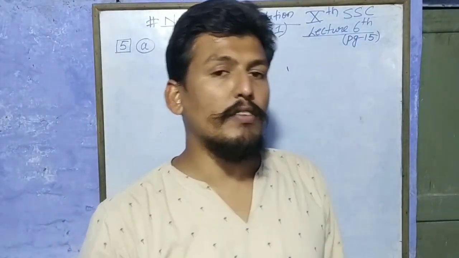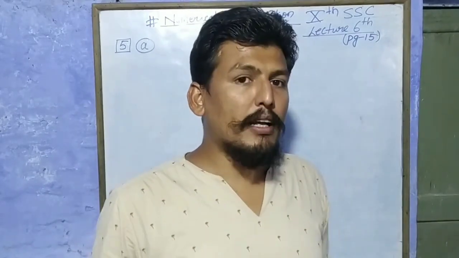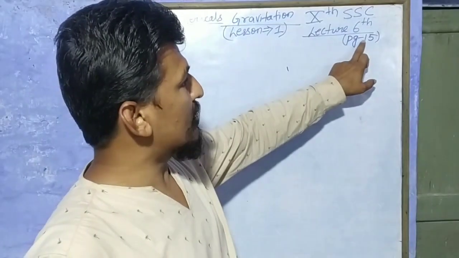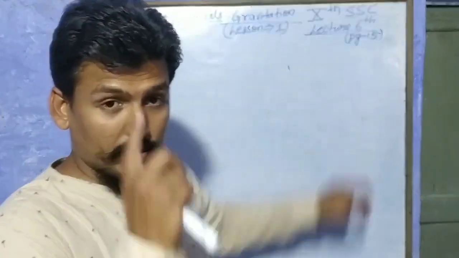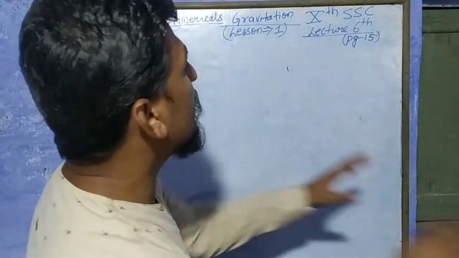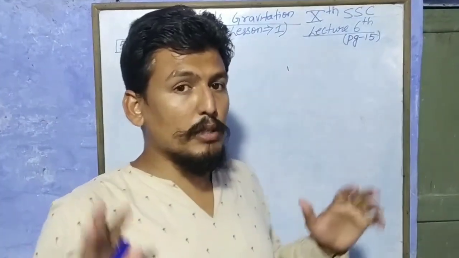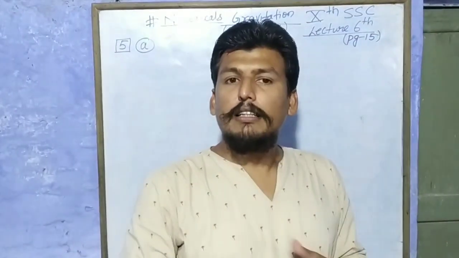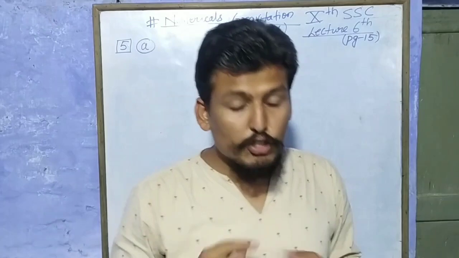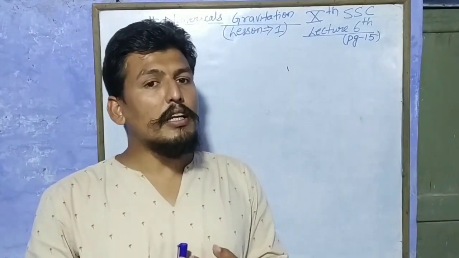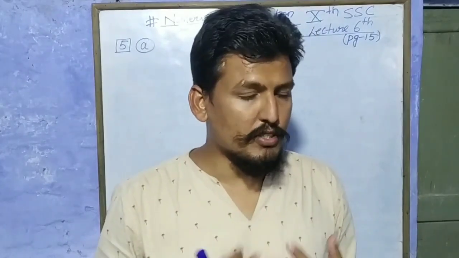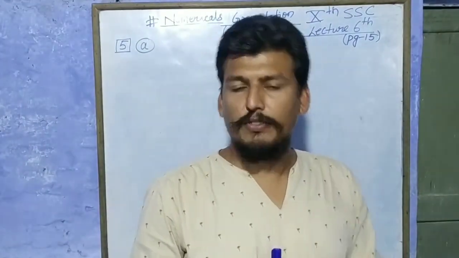In this lecture, we will try to solve all the numerical sums given in the textbook. All the questions are from page number 15 of Science and Technology Part 1. We have studied all the theory portion of gravitation till now. In this session, we will solve all the numerical portion given in the textbook, and in the next lecture we will solve some more numericals from our study material. So let's move to the first question.